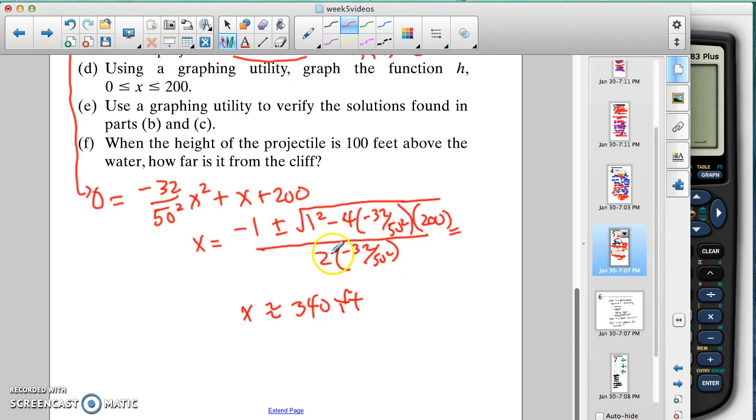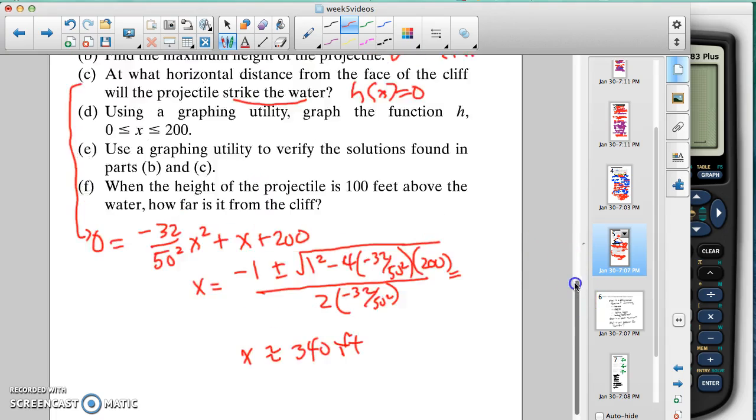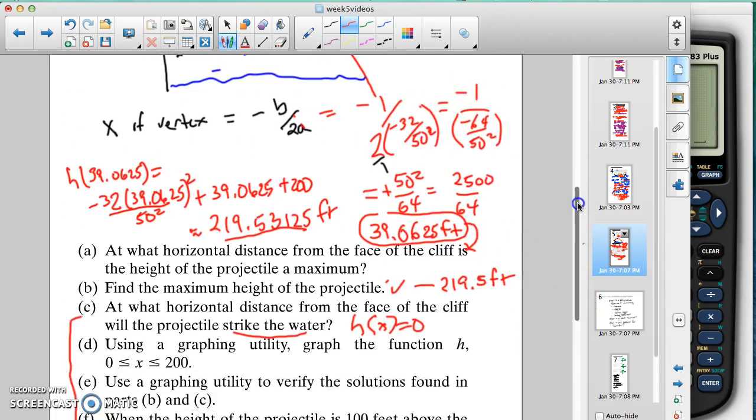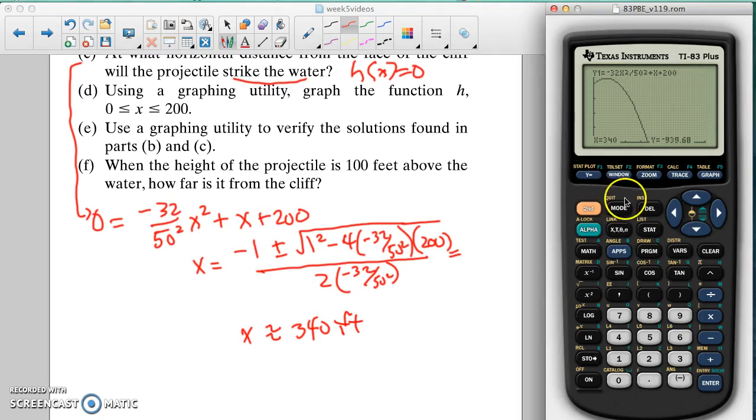So let's go back and try this again, and see if I can come up with an answer. If I didn't come up with the right answer, let's try putting 340 into the equation and see if it works. It looks like the answer is going to be, let's find that out on here. So we go second calculate. We'll do zero. Left bound: we want the left bound to be a positive number, so we need to move back.